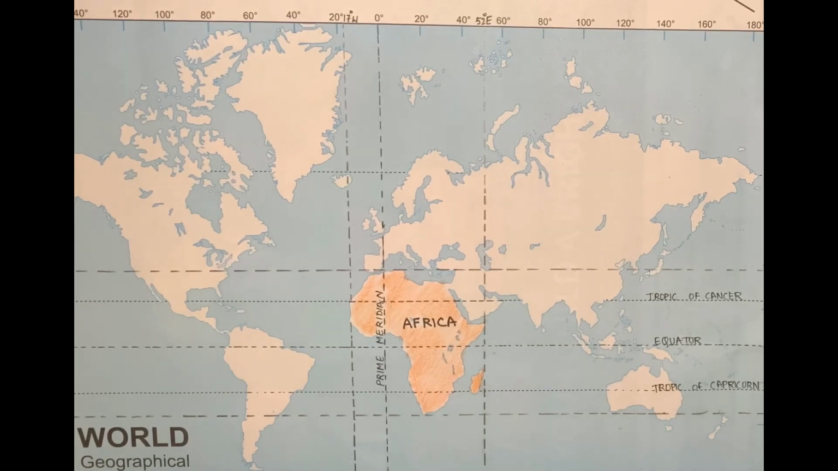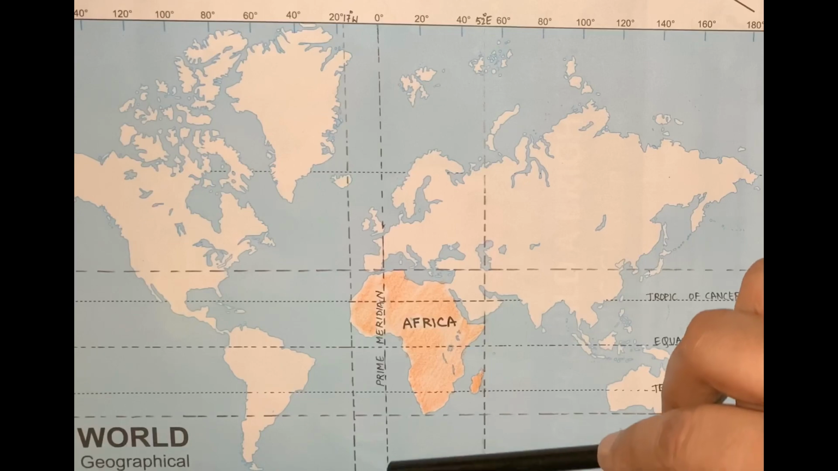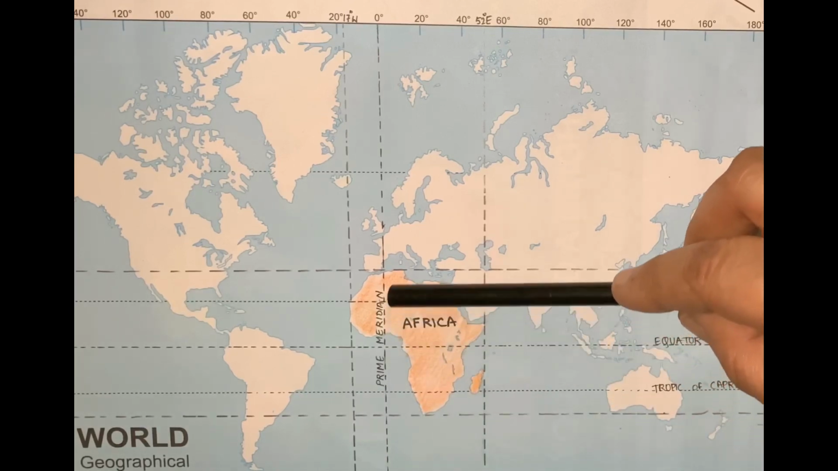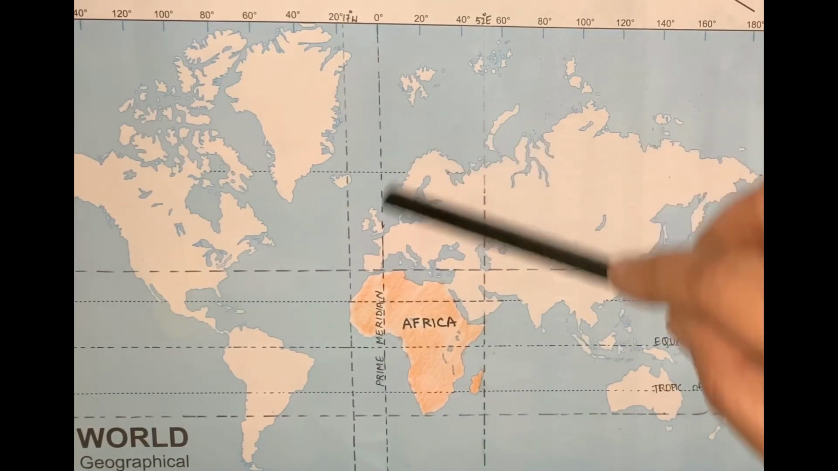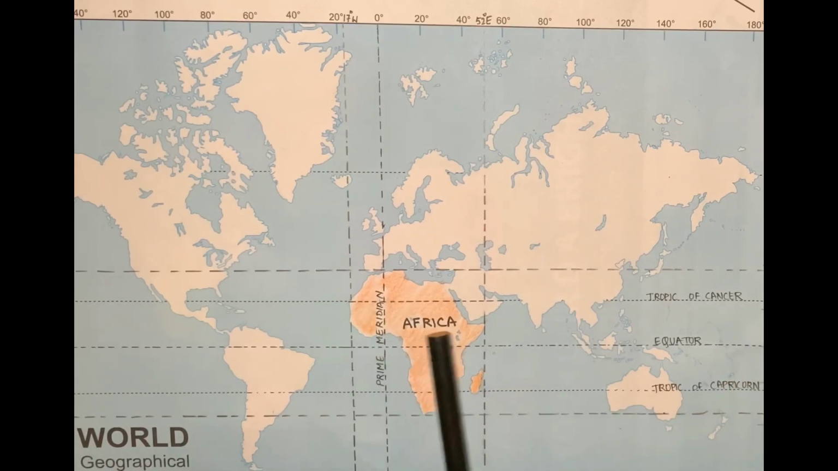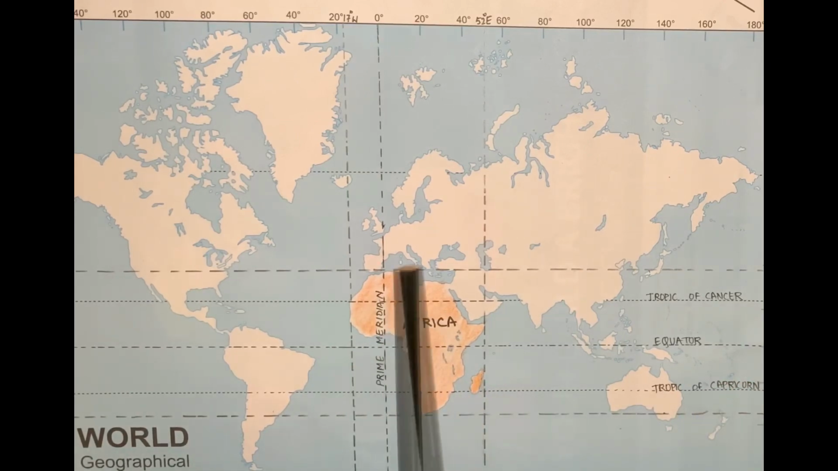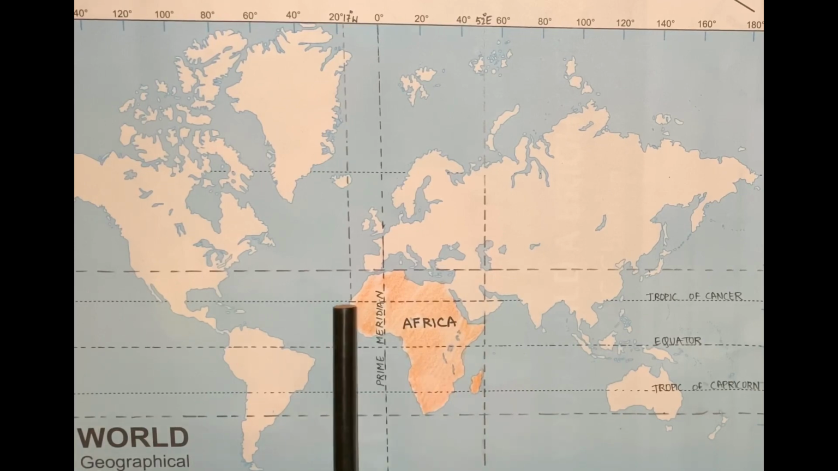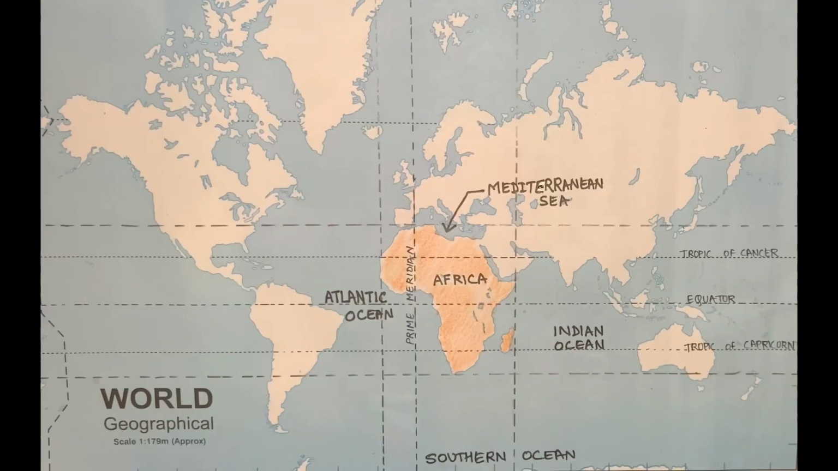Fourth point about its location is you can see 0 degree longitude passing through Africa. It means this prime meridian divides it into two hemispheres, and most part of Africa lies in the eastern hemisphere, whereas a few parts of Africa lie in the western hemisphere.